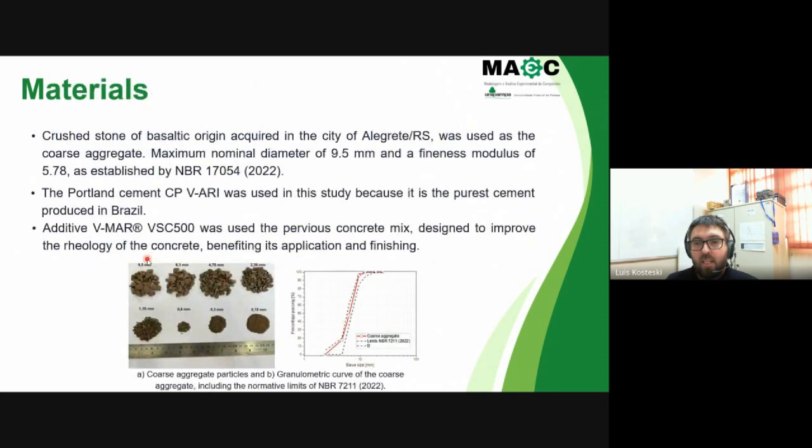The material that we use is from our city, of our region, where the stone is of basaltic origin, and it has a nominal diameter of 9.5 millimeters. We use a Portland cement, a kind of Brazilian Portland cement that is closer to the international one, and we use a V-mark additive to improve the rheology of the concrete. This here is the aggregate particles that we have in our concrete.